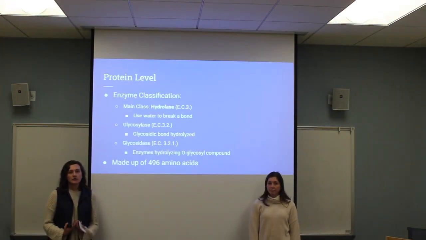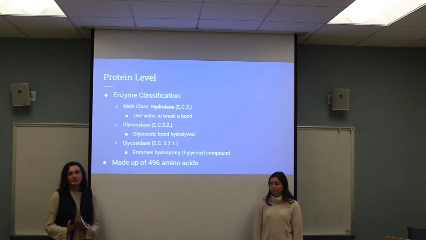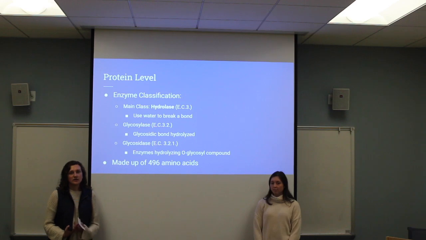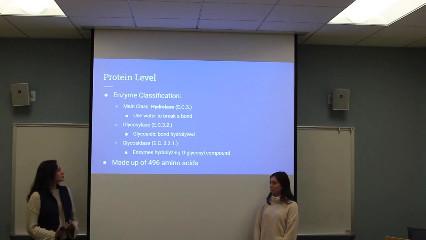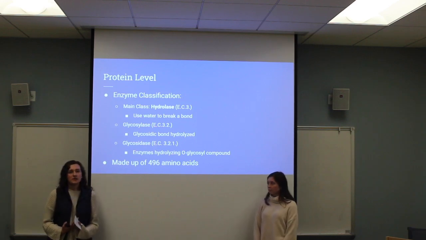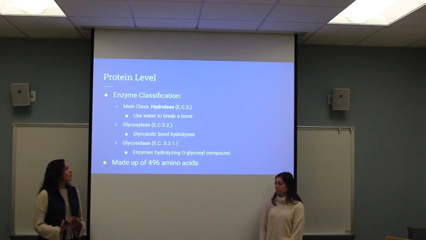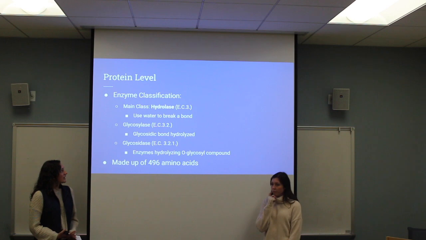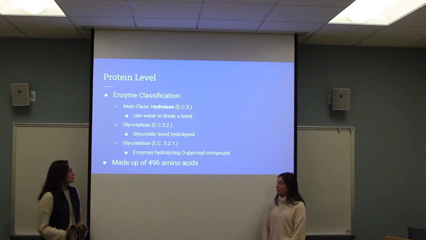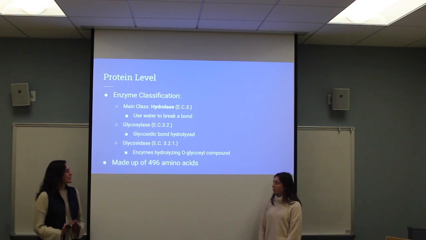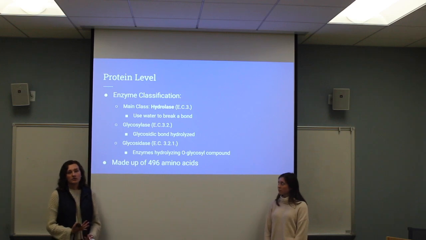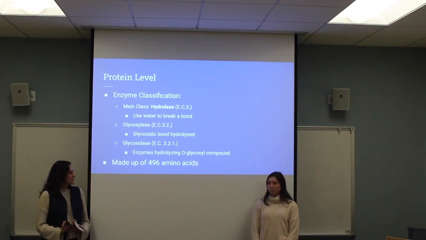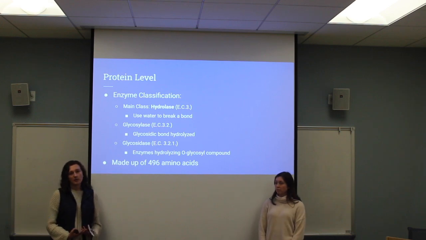Next we're going to go into a breakdown of the enzyme classification. The main class of amylase is a hydrolase, which is where the 3 in the enzyme commission number comes from, where it uses water to break a bond. The second class is a glycolase, which is where the glycosidic bond is hydrolyzed. And the third is the glycosidase, which is where the enzymes catalyze the O-glycosyl compound.